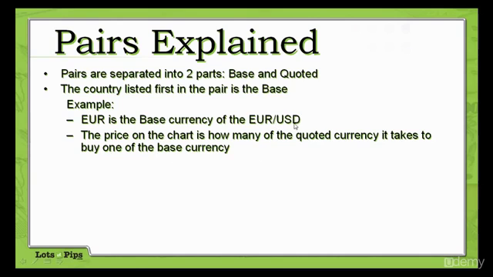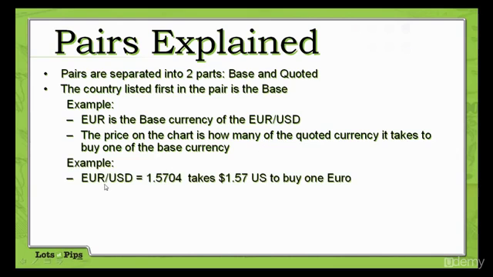So it takes X number of US dollars to buy 1 euro. And whatever that chart reads is how many US dollars it takes to buy 1 euro. Okay, so here's an example. The euro US dollar, if your chart reads 1.5704, then that means it takes $1.57 to buy 1 euro. Okay, we'll let that sink in a second. It takes $1.57 to buy 1 euro if your chart reads 1.5704.